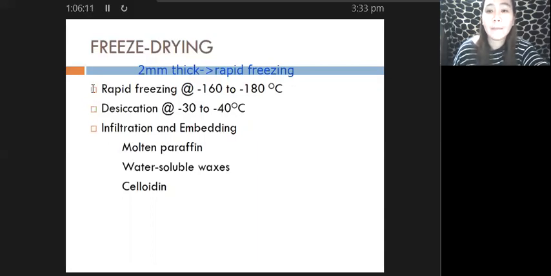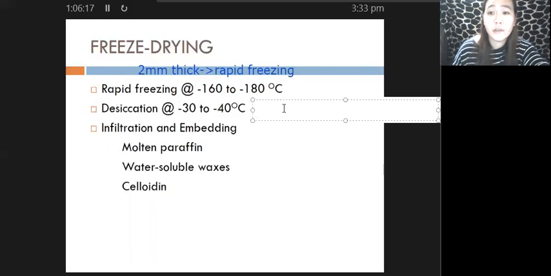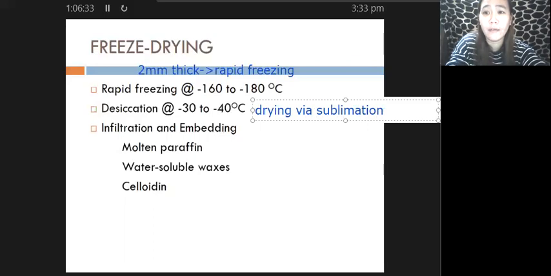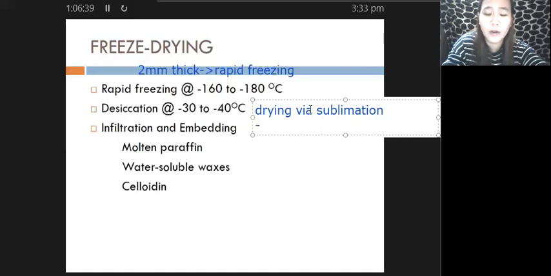After rapidly freezing your tissue sample, the next step that we are going to perform is desiccation. If you can still remember, desiccation is the drying process. Desiccation, or drying, is done via the process of sublimation. Very elementary. What does sublimation mean from your elementary science class?